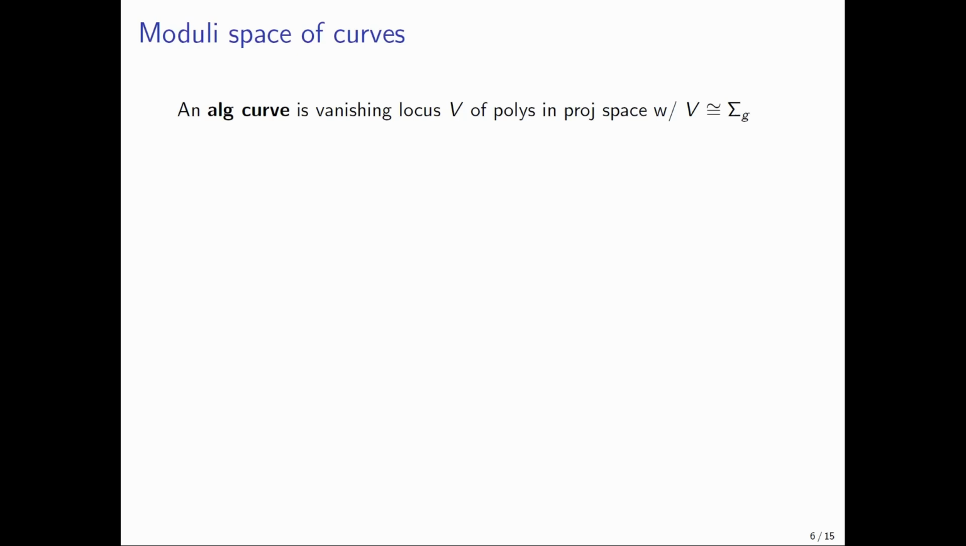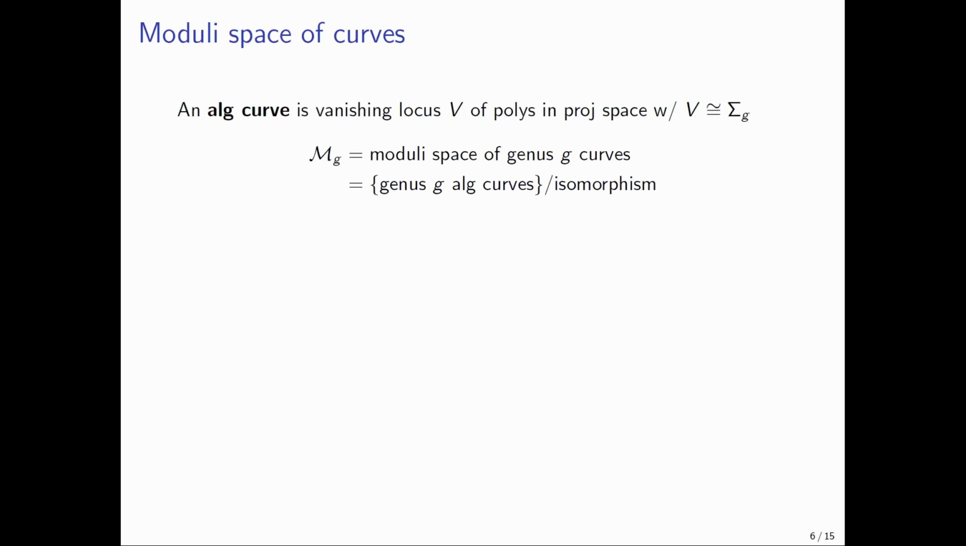You can deform them, and the space MG, the moduli space of genus G curves, is a space parameterizing all the ways to deform these genus G algebraic curves. So it's a space. I'm not telling you what the topology of the space is, but the points of the space are isomorphism classes of genus G algebraic curves.